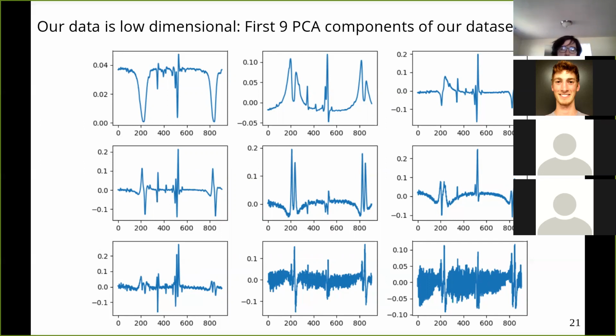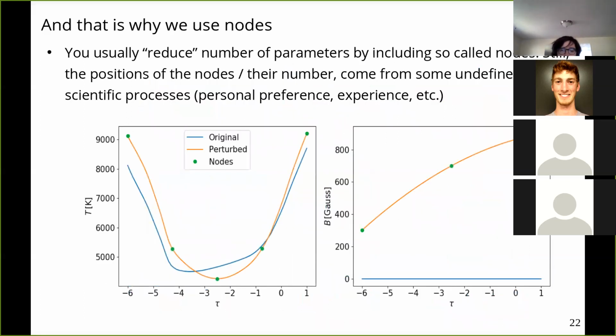So there are not so many independent pieces of information in our data as we might think. And that is why we use something called nodes. When you start doing inversions and talking with people who are doing inversions, you're going to be hearing about these nodes all the time. Nodes are a way for us to simplify either the atmosphere or the corrections done to the atmosphere.